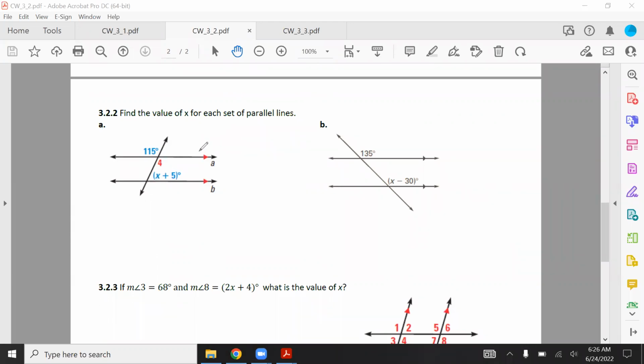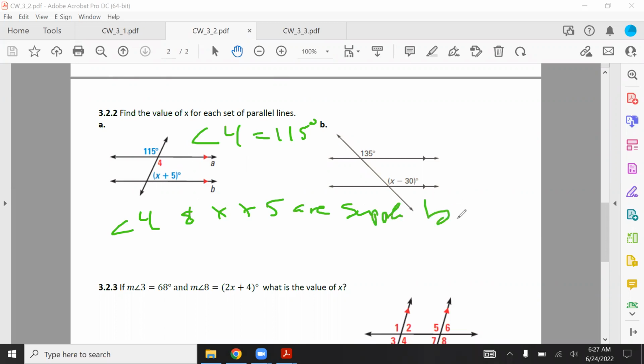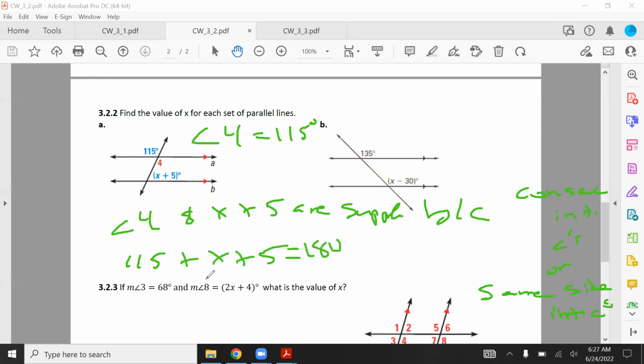So angle 4 will definitely equal 115 degrees because those are vertical angles. And angle 4 and x plus 5 are supplementary because they're consecutive interior angles, or as I like to say, same side interior. That's the way I learned in high school. So then 115 plus x plus 5 has to equal 180. If you solve it, you get x plus 120 equals 180, x is 60.